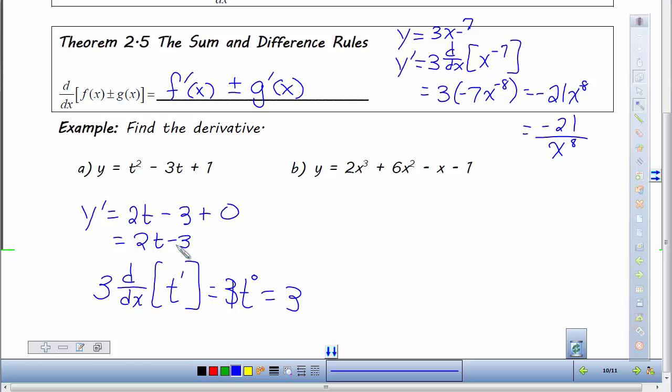What about b? Okay, y prime is going to be what? 6x squared plus 12x minus 1. Questions about that?